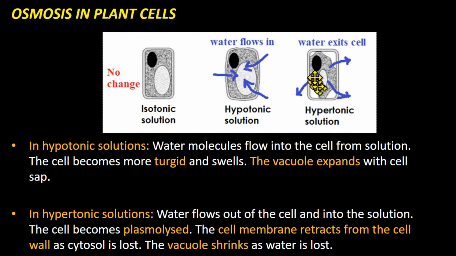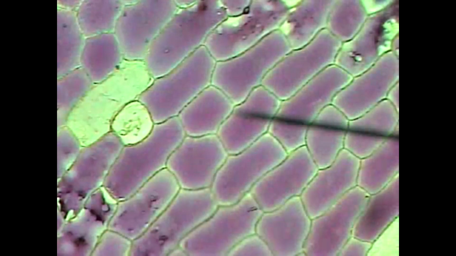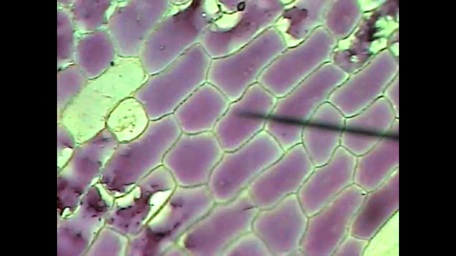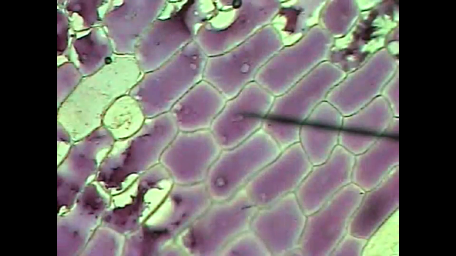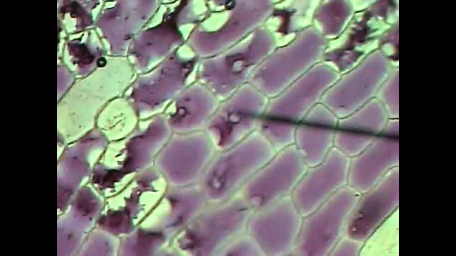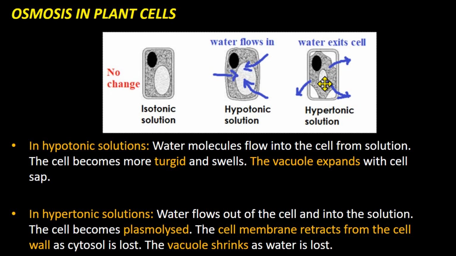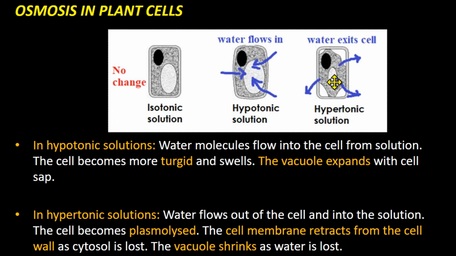The cell is going to become plasmolyzed, and if it was a plant, the plant would become soft and it's going to wilt. The cell membrane is going to retract from the cell wall as cytosol is lost, and the vacuole is going to shrink as water is lost. So remember, plant cells do not burst or undergo lysis because they have cellulose cell walls that help to maintain the internal pressure.